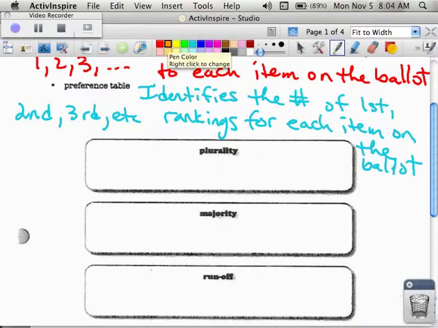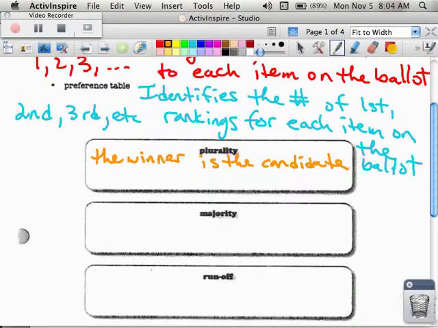Plurality. When you talk about plurality in voting, the winner is the candidate that has the most first place votes. This is the thing that we're most familiar with. All right, how many people want to take the test on Tuesday? And we raise our hands. How about Wednesday? How about Thursday? Whichever vote gets the most, that's it. Okay, number 1 votes.